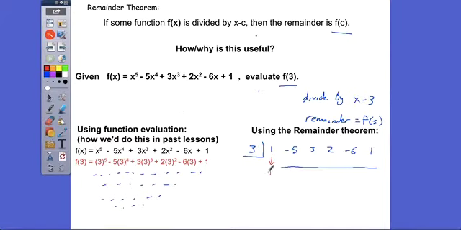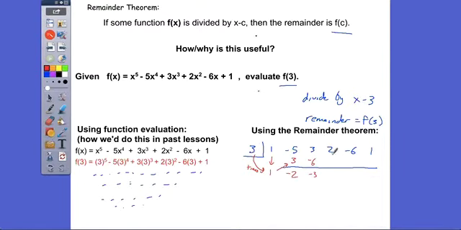Multiply 3 times 1 to get 3. So remember, multiply those two together and put the result right there. We're going to do that every time a number goes down here. Negative 5 plus 3 is negative 2. 3 times negative 2 is negative 6. Add those two together. 3 plus negative 6 is negative 3.